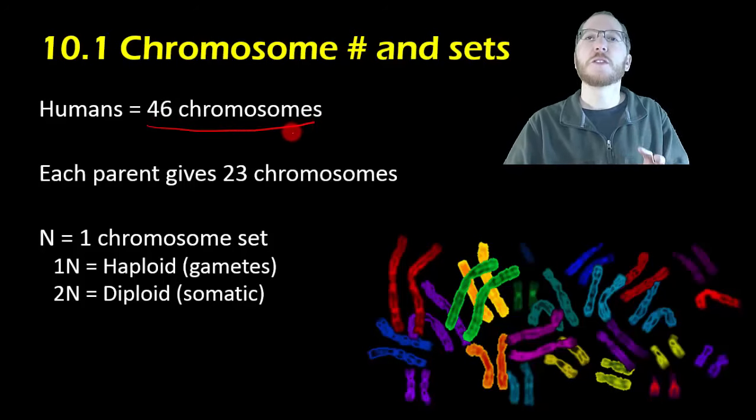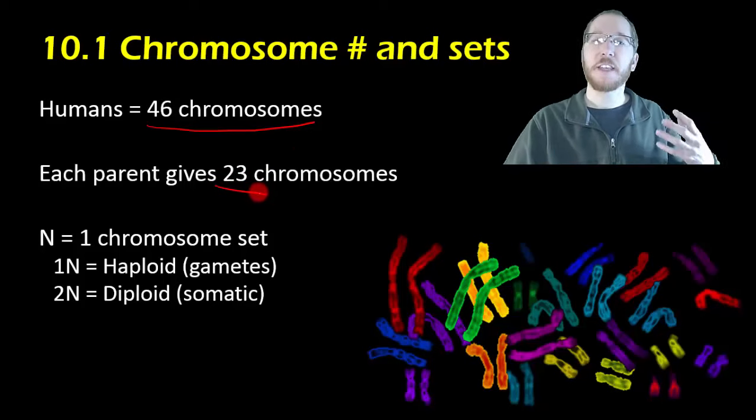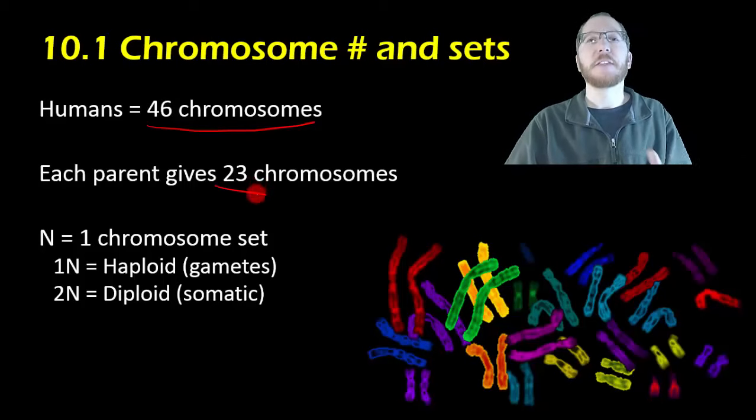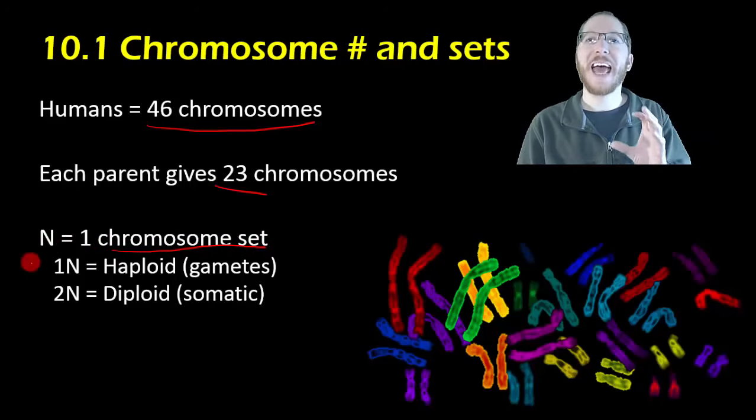And the way this works is our 46 are not 46 unique chromosomes. What we have is where each parent gives us 23 chromosomes. So your mom gives you 23 via the ovum or egg, and then the father will give you 23 chromosomes via the sperm. Now, each of these 23 chromosomes will be considered one set. And so that idea of a set will be defined as N. So you have a sperm that is 1N. It has one set of 23, at least for humans.